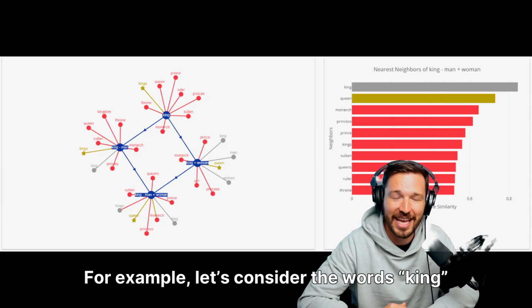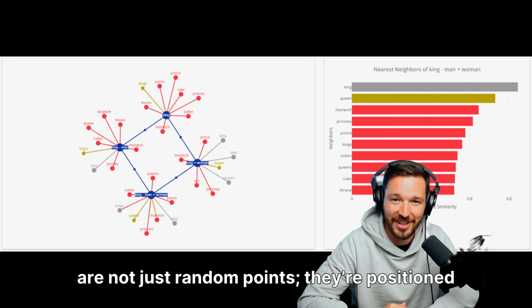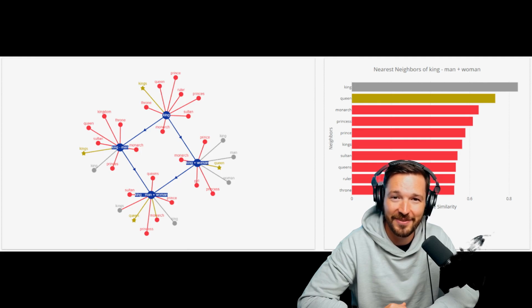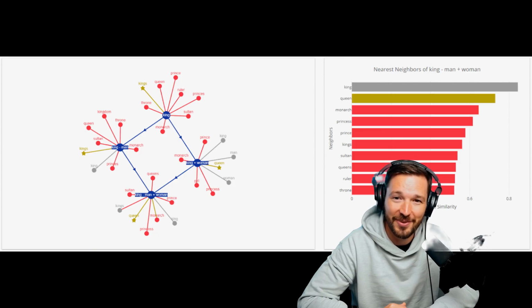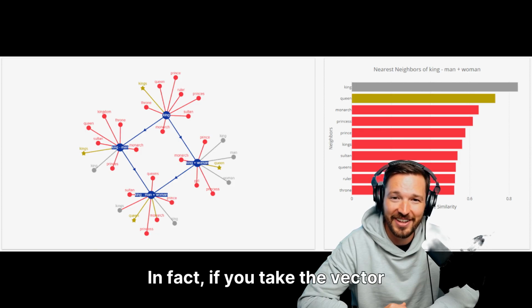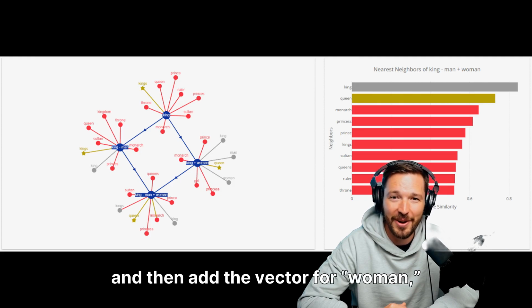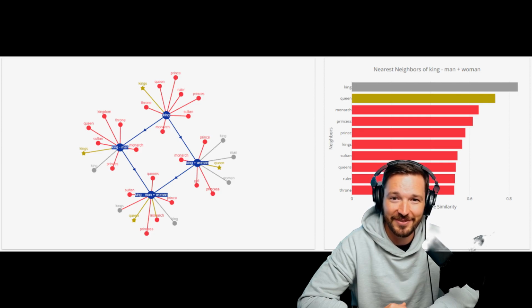For example, let's consider the words king and queen. In vector space, these words are not just random points, they're positioned relative to each other based on their meanings. The distance and direction between the vectors of king and queen can reveal deeper relationships, like gender. In fact, if you take the vector for king, subtract the vector for man, and then add the vector for woman, you'll get a vector that's very close to queen. This is the magic of vector representations.